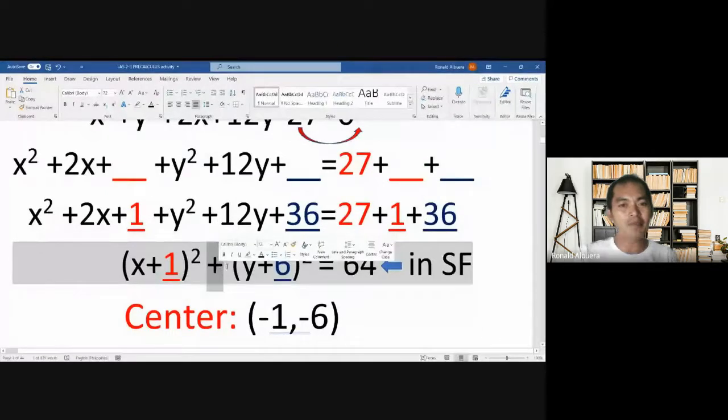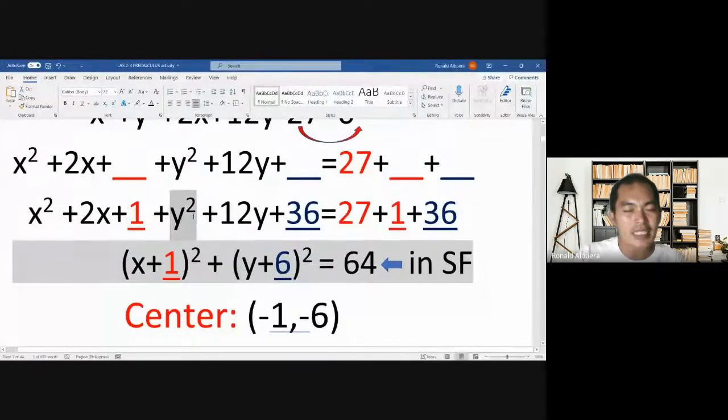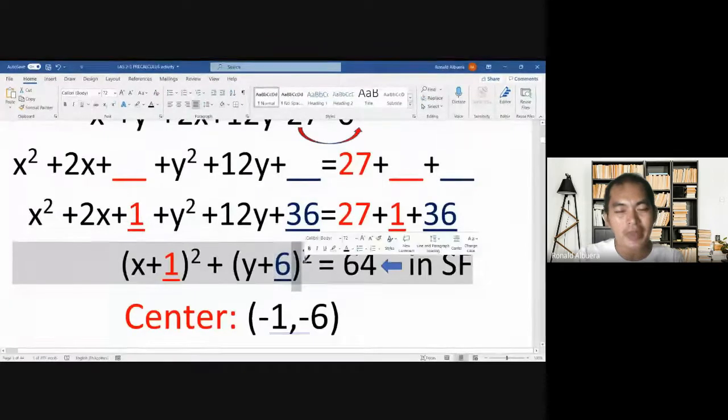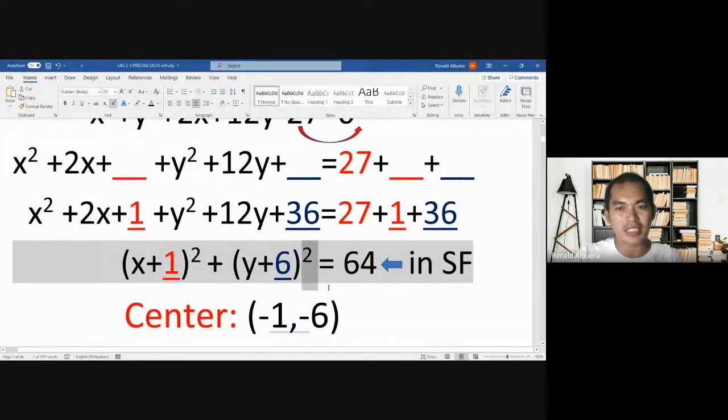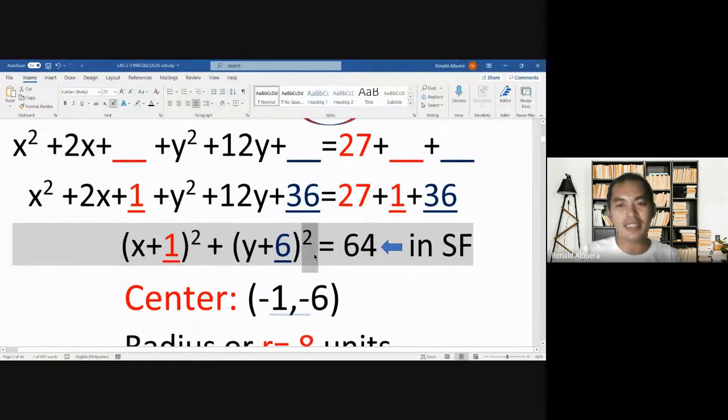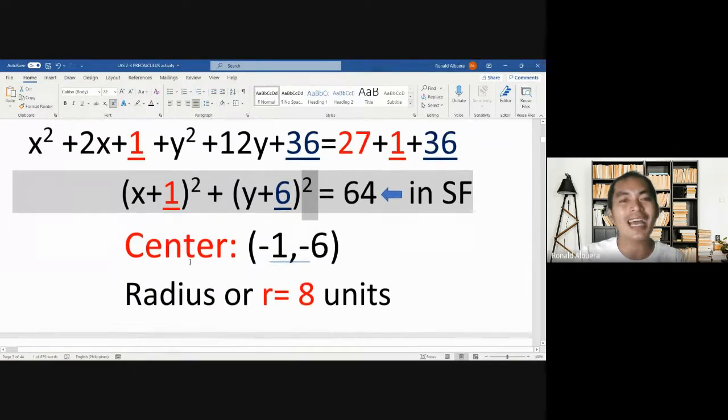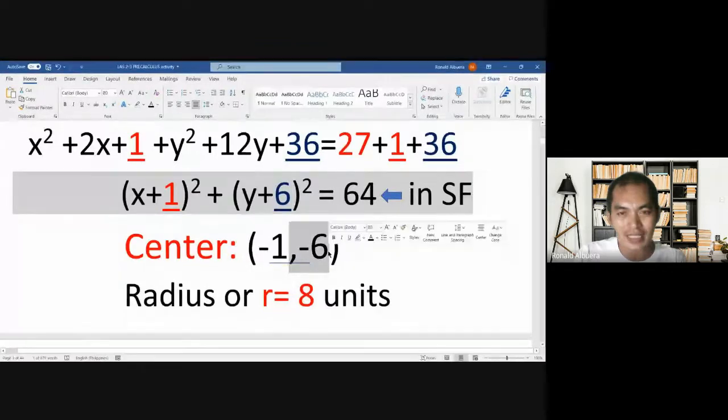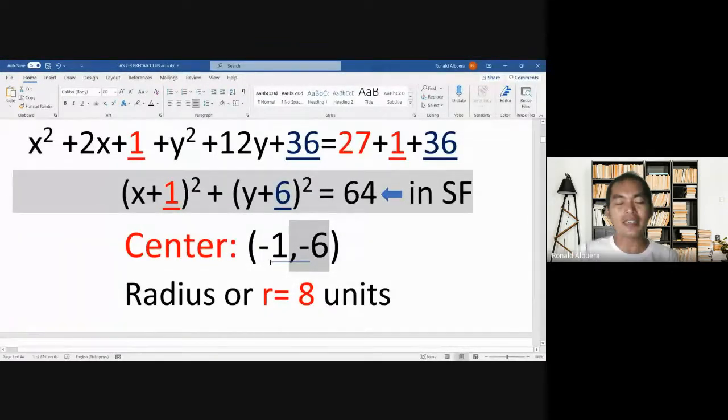Same for y. Open parenthesis. The square root of y squared is y. Then, copy positive. The square root of 36 is 6. Close parenthesis. Then, put a square, which is equal to 64. And that's already the equation in standard form, or what we call the center-radius form. That is why we have the center. The opposite of positive 1 is negative 1. And the opposite of positive 6 is negative 6. That's the center represented by coordinate (h, k).